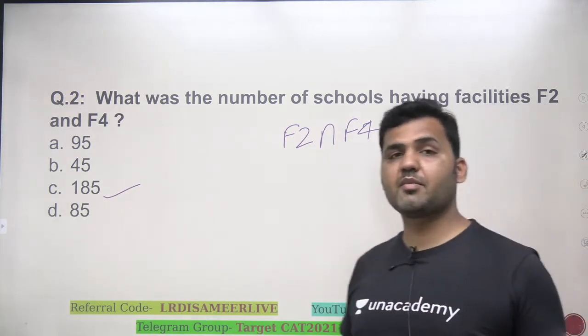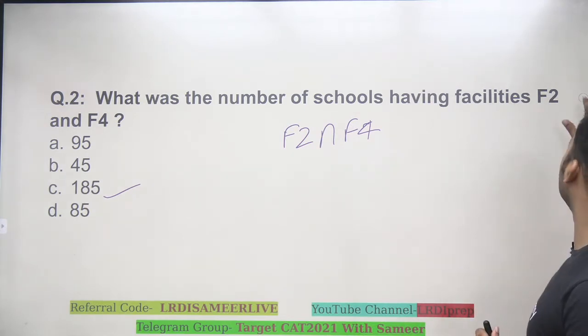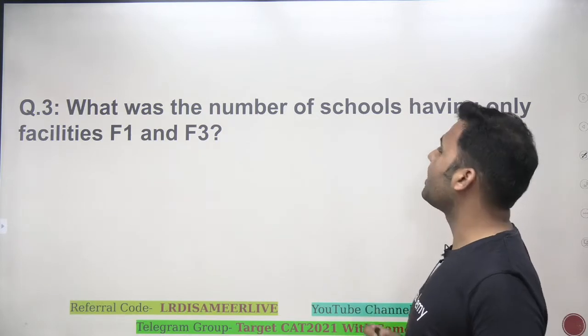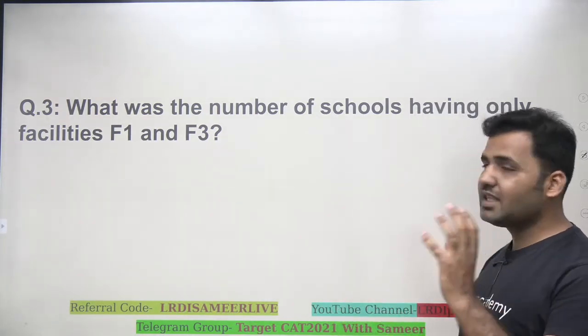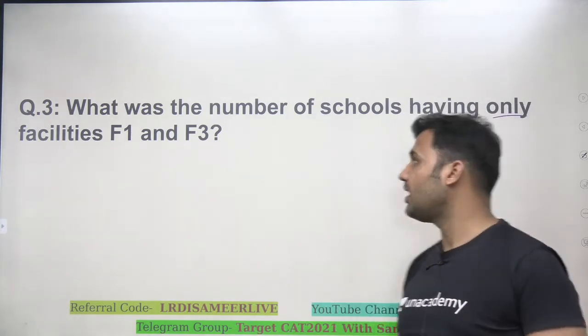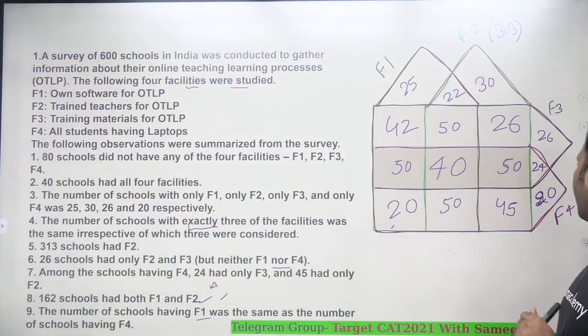If the word only would have been mentioned, then the answer would be the value of only one cell, the corner cell. Now next, question number 3, it says, what was the number of schools having only facilities F1 and F3? Having only. Now you see that in this particular case, the word only is mentioned, only facilities F1 and F3. Now look at the cell that I'm supposed to look at, only F1 and F3.